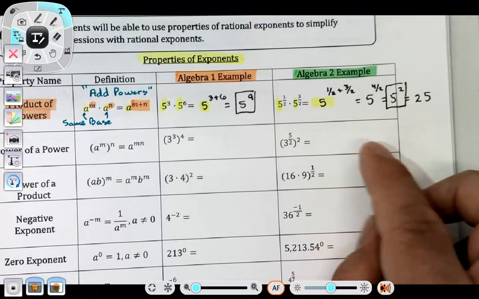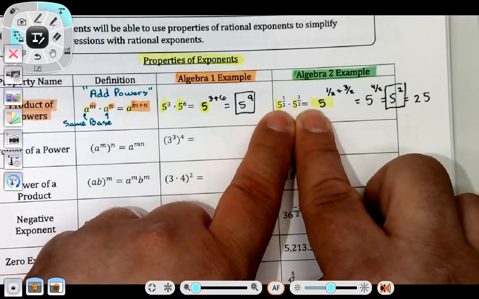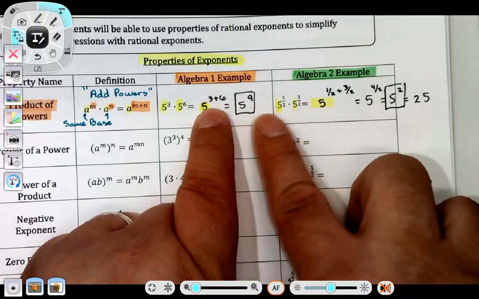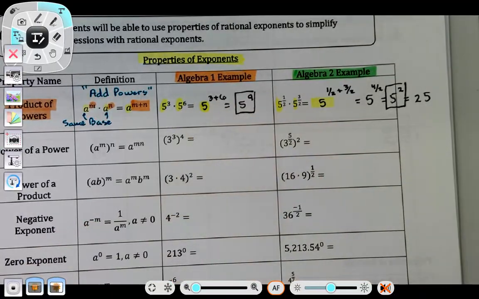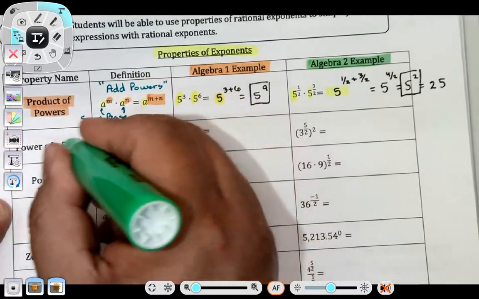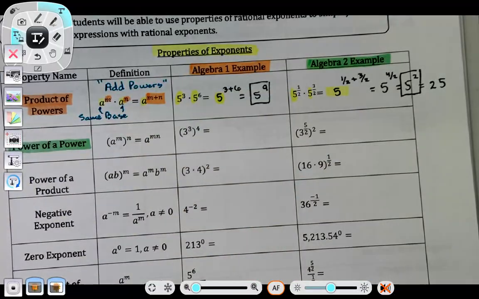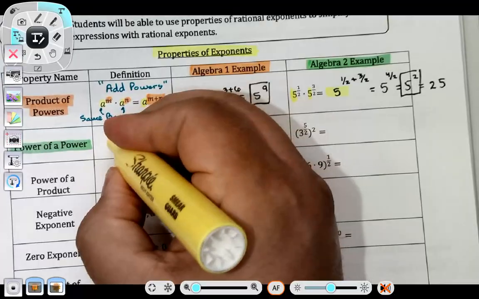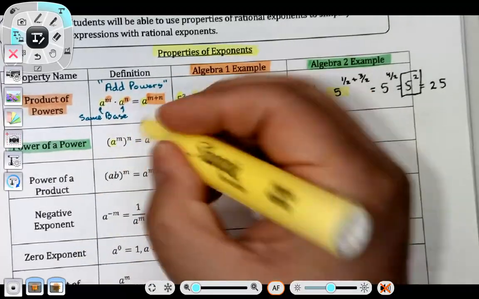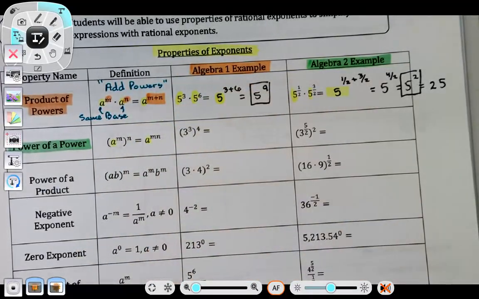So again, just because they start using fractions, don't let that throw you off. The rule says add powers. Well, then add your powers. We don't care how weird the problem looks. The next one, of course, is the power of a power. These are the two rules that people mix up the most. See, here we only see one base, not two of them. That's why they only write the base once.